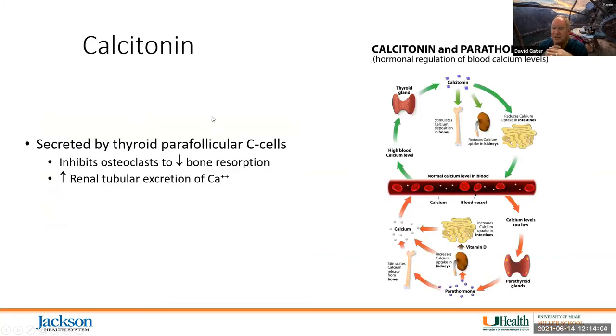Calcitonin is another hormone intimately involved with the storage of calcium within bones. And this is secreted by the thyroid, not parathyroid, by the thyroid parafollicular C cells. So calcitonin inhibits osteoclasts and it reduces bone resorption. So you see an increased renal tubular excretion of calcium in this scenario.